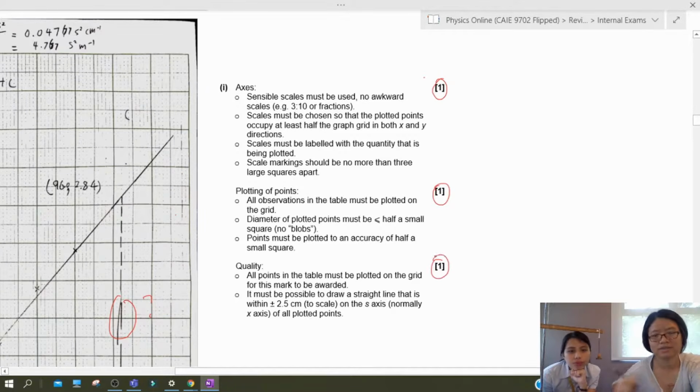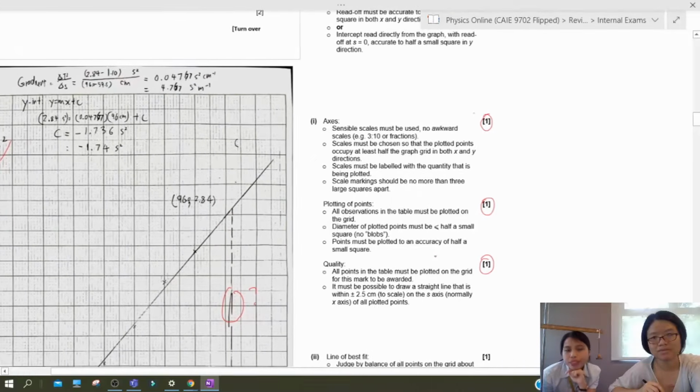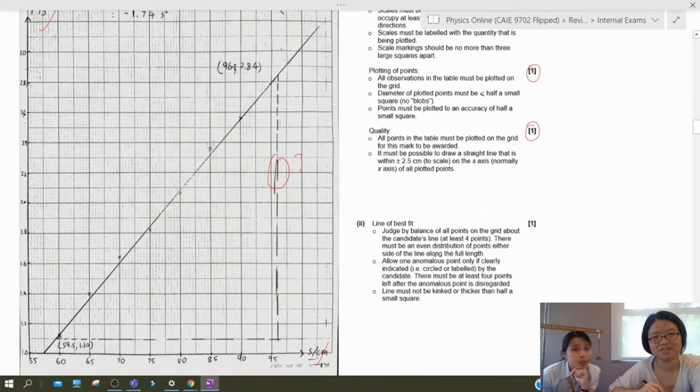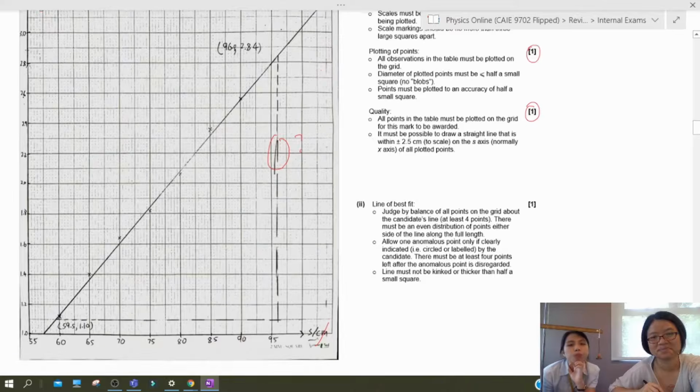Yay! So if you do this, or you're familiar with the mark scheme enough, you can pretty much memorize what to look out for already, no? Yeah. Okay, line of best fit.